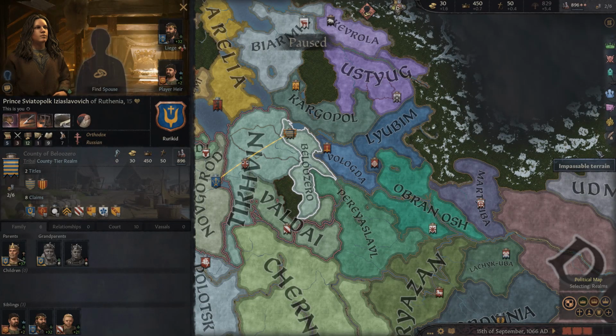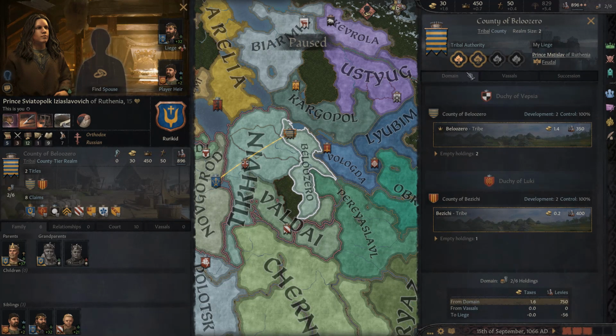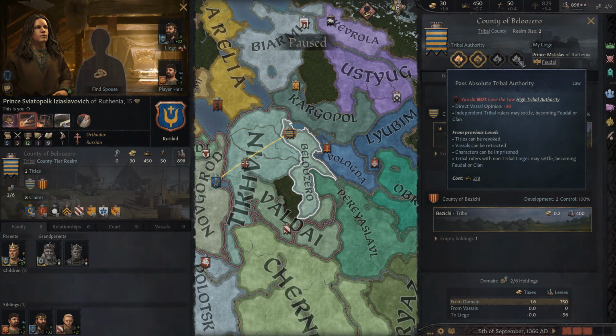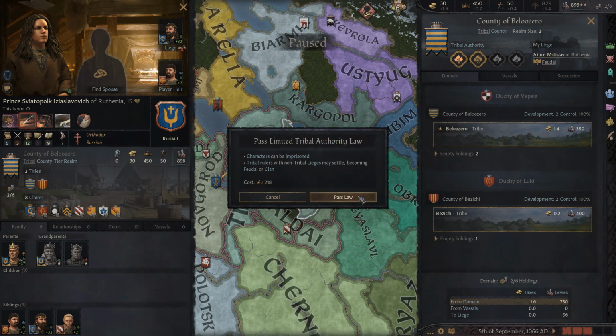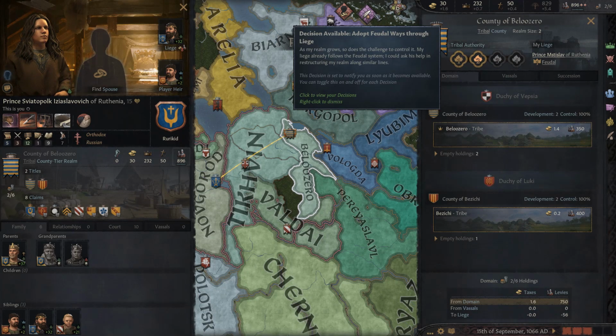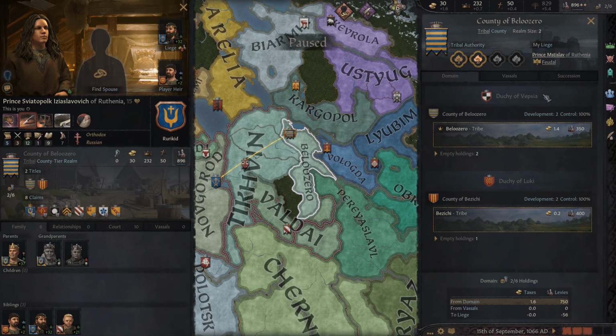Now, first of all, one of the key things is, over here in the realm, is your tribal authority. Now, you can move this all the way to absolute tribal authority, but first you need to take certain steps. We're going to do this. It's going to cost 218 prestige, and now we are up to a new tribal authority, and the reason why is we can adopt feudal ways, but I'm going to talk about that in a second. I just wanted to kind of trigger that. But you can raise the tribal authority law without having to research innovations, and innovations is very, very important. If tribal authority is high enough, a tribal ruler can reform their government to become feudal or clan. Talk a little bit more about that in a minute.